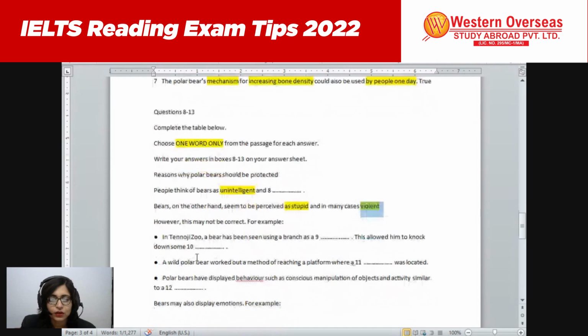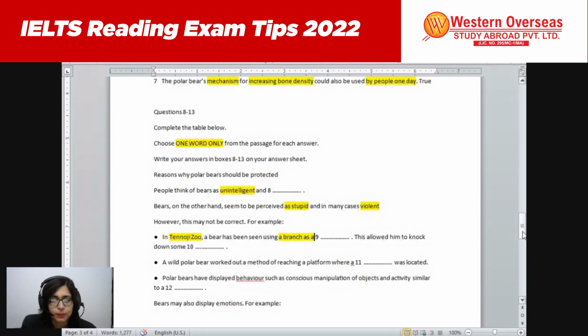Let's look at question number 9. For question number 9, here it is written: however this may not be correct. For example, in Tennessee Zoo, this is my place given. A bear has been using a branch as a dash. A branch as a dash means how he's using a branch. How? Using a branch as a dash.